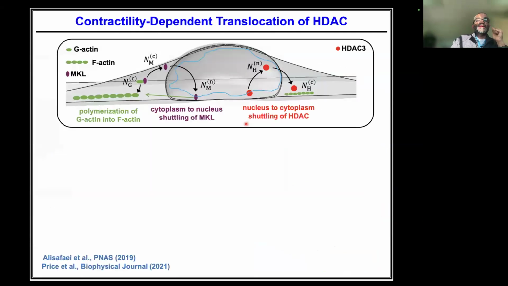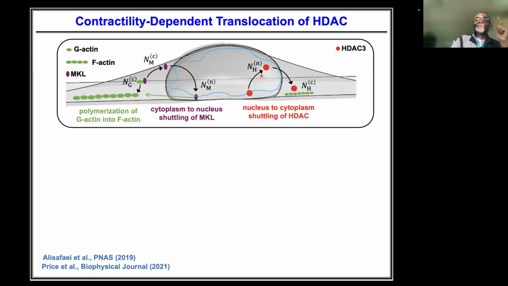The reason it is important is that there are two things that can happen when G-actin, or globular actin, polymerizes to become F-actin. There may be molecules that attach to G-actin. So when they polymerize and form F-actin, these molecules can be released and they can go into the nucleus. MKL and YAP are examples.